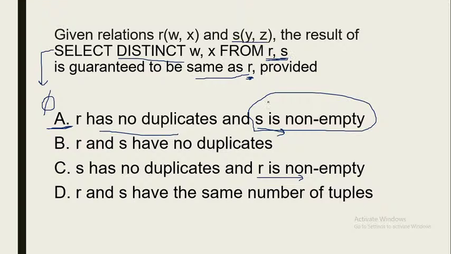First condition. Second condition is that R need not have duplicate values. If R has duplicate values, those duplicate values will be shunted out because of this distinct here, and therefore you will not have the same values as R. I hope, Deepak, it's clear.